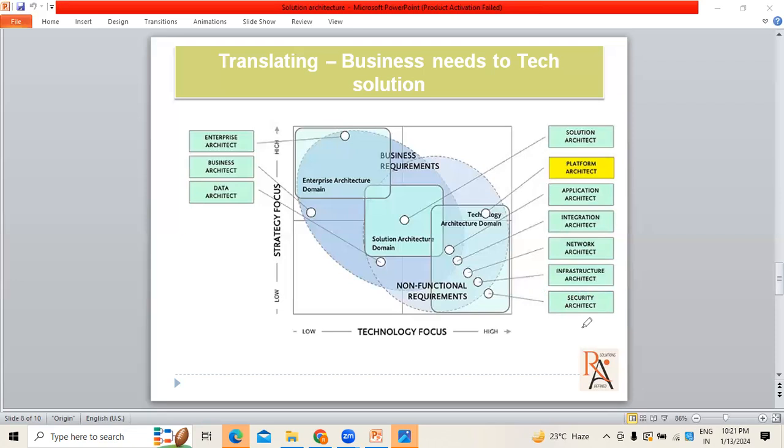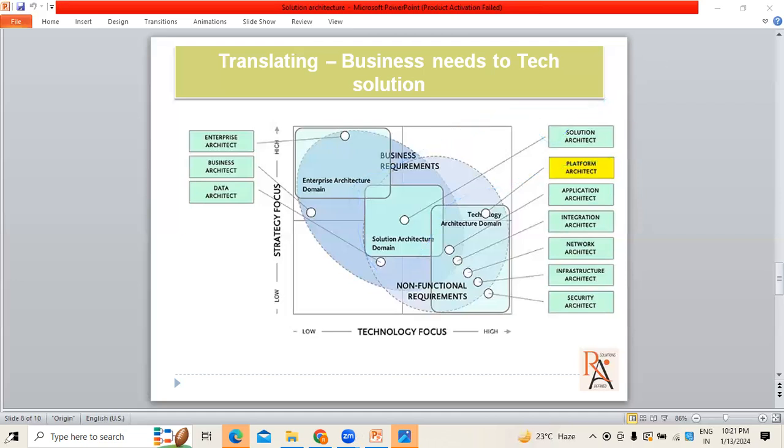Next, network architecture: network diagrams and all will be prepared in this. Next, infrastructure architecture: the hardware and software infrastructure, followed by the firewalls, routers, right? All this will be taken into consideration. And security architecture means what kind of security tools and how we provide security for a particular project; that all comes under the security architecture point of view. So by considering all of this, being a solution architect, we develop a solution for any business problem.